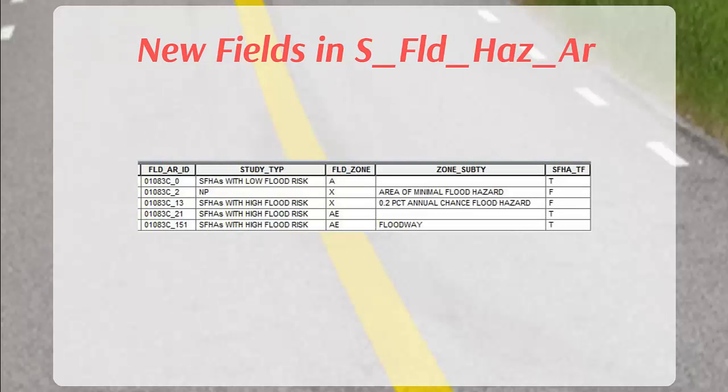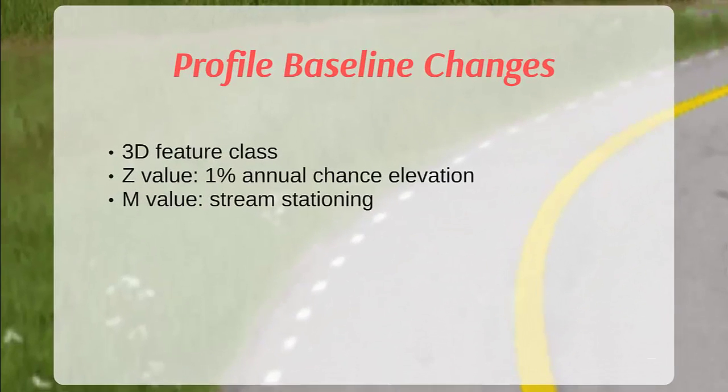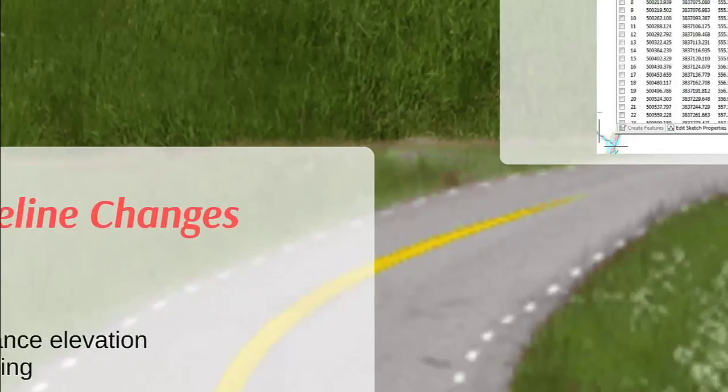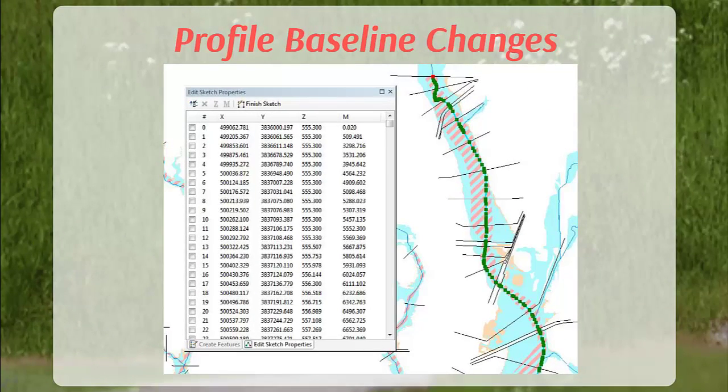The profile baseline is the next feature class we will look at. It is now a 3D feature class, meaning that in addition to having a latitude and longitude, or x and y value, there are now z and m values associated with each vertex. The z value represents the 1% annual chance flood elevation, and the m value represents the stream stationing. The stream stationing is calculated from the most downstream point or the beginning of the flood study.